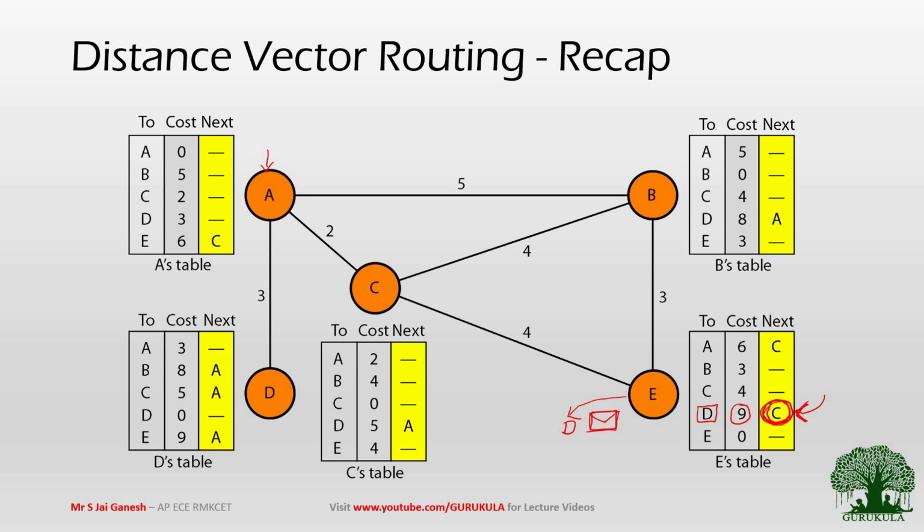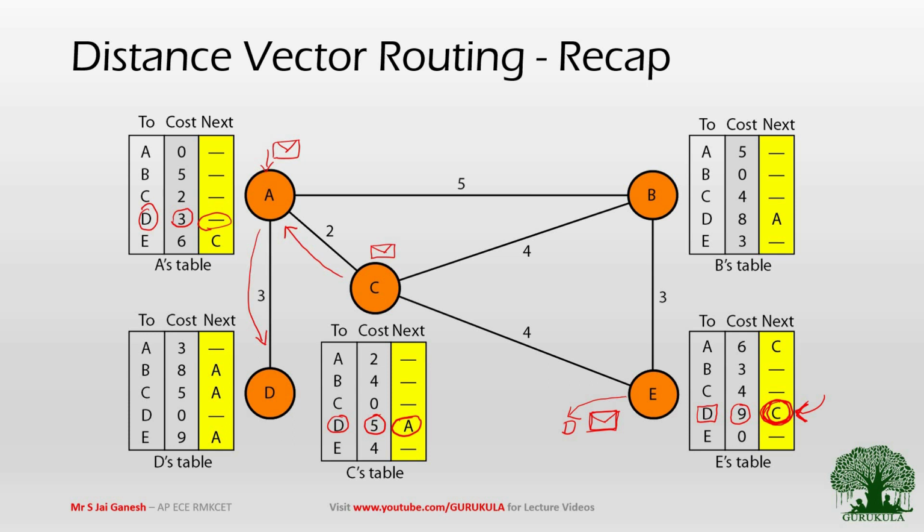Once the packet has reached C, then looking into the routing table of C, we can see that C can reach D with the cost of 5 when it goes via A. So C just knows that the packet has to be sent to A, and A will take the responsibility of delivering the packet to D. And finally, when the packet comes to A, looking into the routing table of A, the destination is D, so it can be reached with the cost of 3 and it is a directly connected node. So A is actually delivering the packet to D over here.